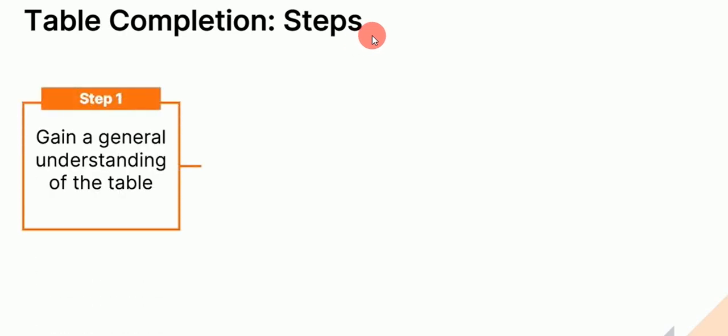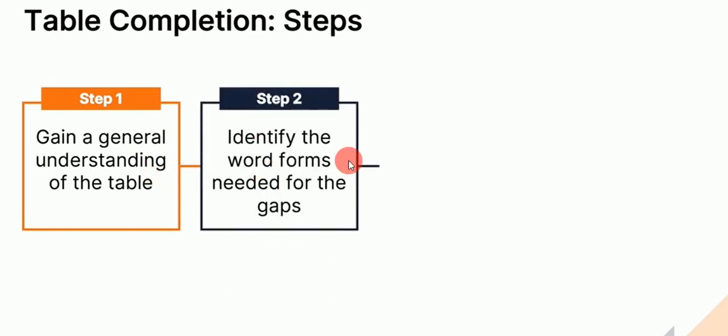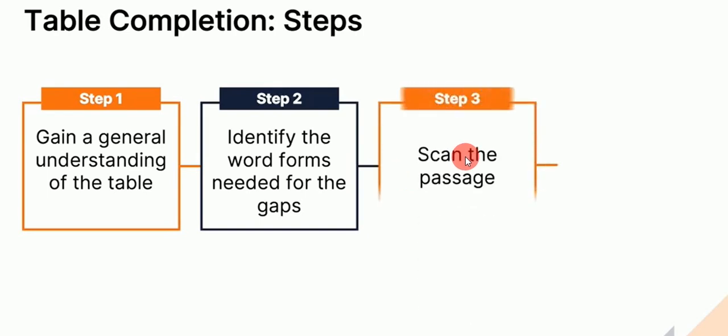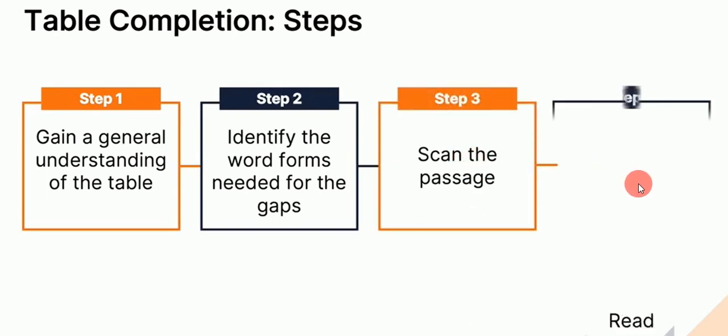Step 1, gain a general understanding of the table. Then, identify word forms needed for the gaps. Step 3, scan the passage. And finally, read intensively.